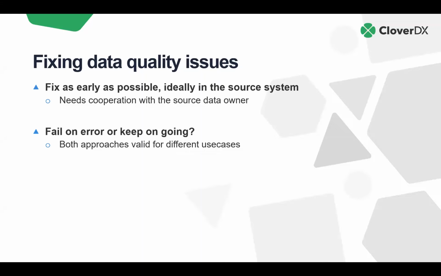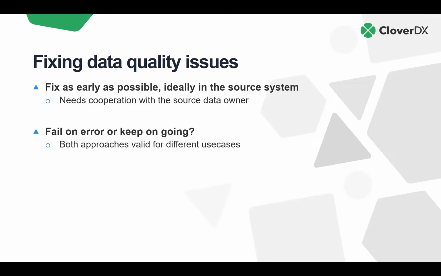There's a philosophical debate about how you implement your business logic in the end, whether you want to fail on error or keep on going. And both approaches work in different use cases. In some cases, you want to fail fast, meaning first broken record, and you stop the execution, you notify the business that something is wrong, you try to fix it, and then you resume.